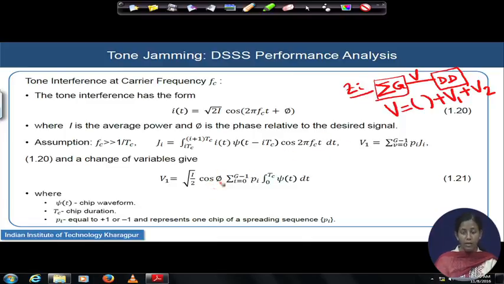finally, we will end up with this, because we understand that cos of A plus B gives very higher order terms, and we are not ready to accept all that. And inside this expression, we know that psi t is the chip waveform, Pi has values of either plus 1 or minus 1, phi is the relative phase of the interfering signal with respect to the desired signal, and Tc is the chip duration, I is the average power of the jamming signal.